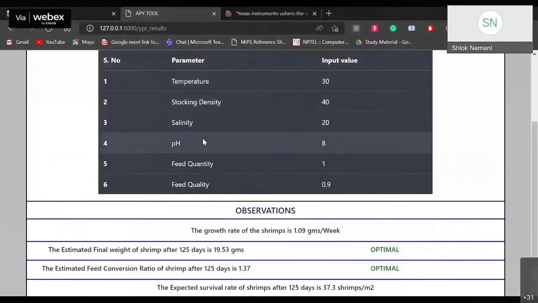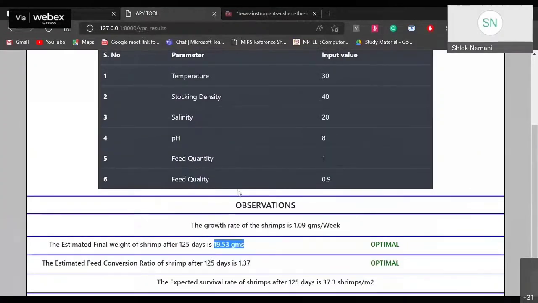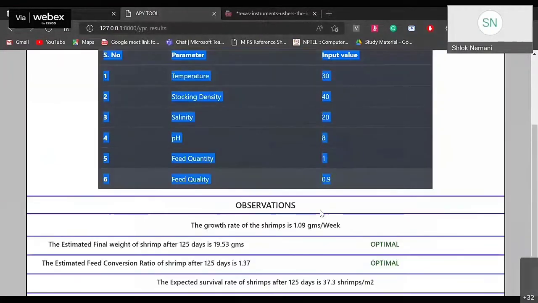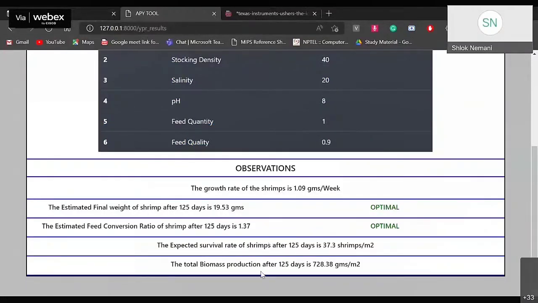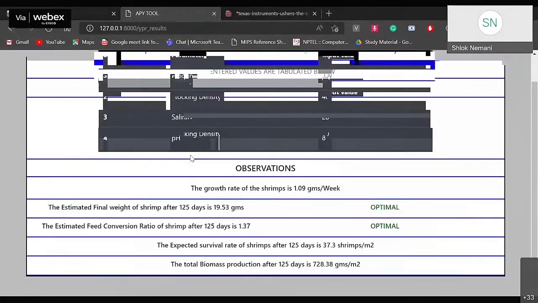Yeah, so this shows the final weight of the shrimp. All this computation is done in the backend. We get the result that the shrimp weight after the whole cultivation is around 19.5 grams, which is an optimal value. The optimal value for L1MI is around 21, so it's very close to that. That means if a farmer uses all these parameters in his farm, he is able to get good quality yield. Total biomass would be around 728 grams per square meter, so in a hectare it would be around 728 tons. That's about the shrimp. So this is the whole report about the shrimp farm.